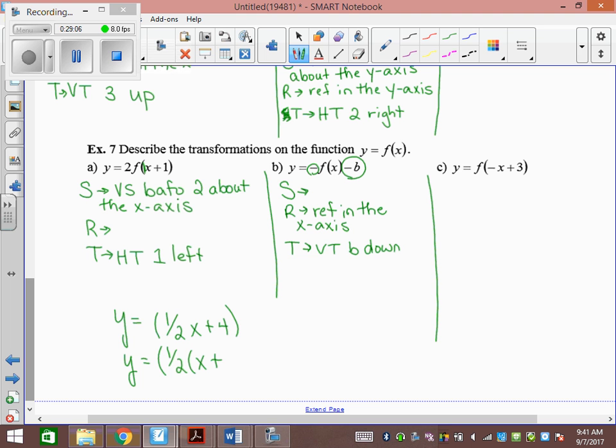Everyone says 2. 2 is not right, because remember, you're dividing. If there was a 2 in front, it would be 2x plus 4, then it would be 2x plus 2, correct? But if it's a half, you're actually dividing by a half. And when you divide by a half, you're actually multiplying by 2, the reciprocal.